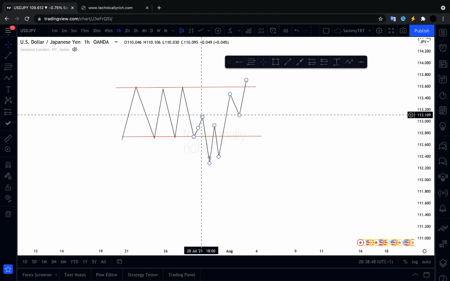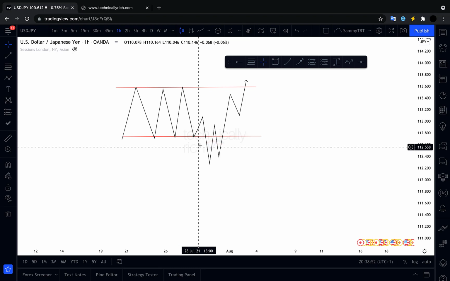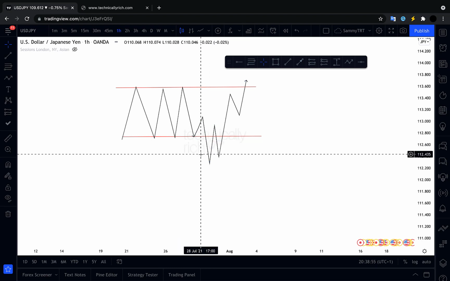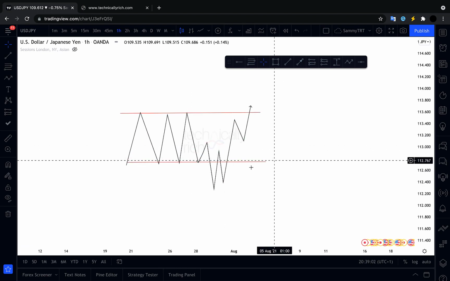Now, why would the market do this all the time, or most of the time? Not really 100%, not all the time. Why would they take you out of the trade before going in your direction?